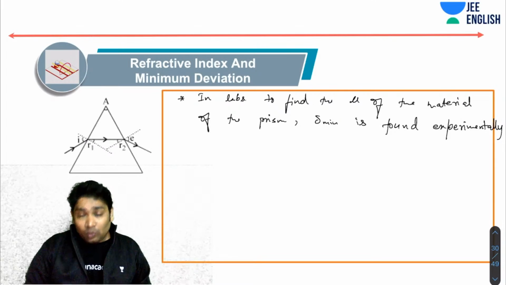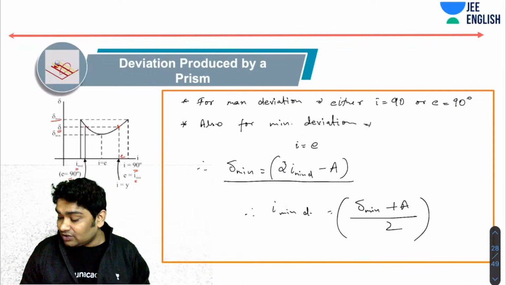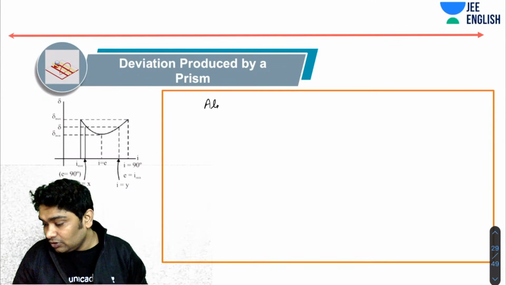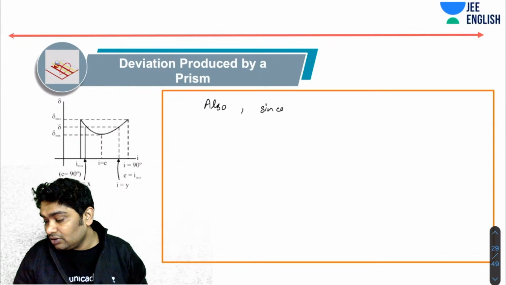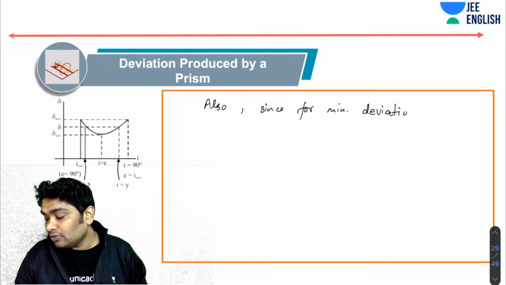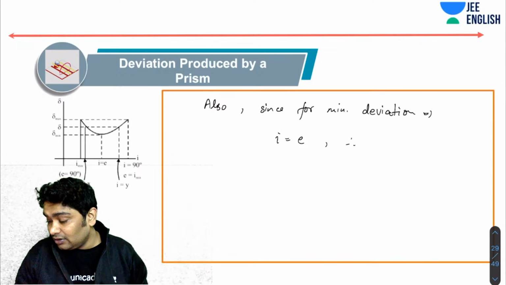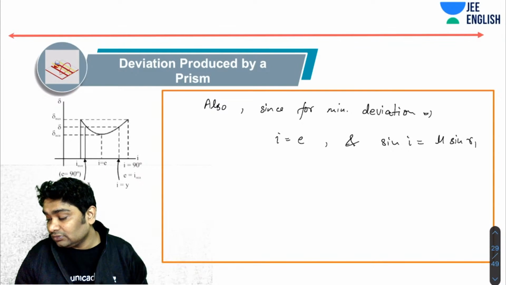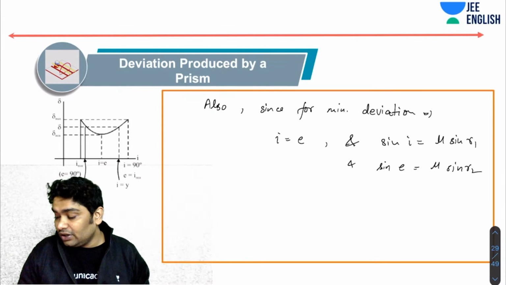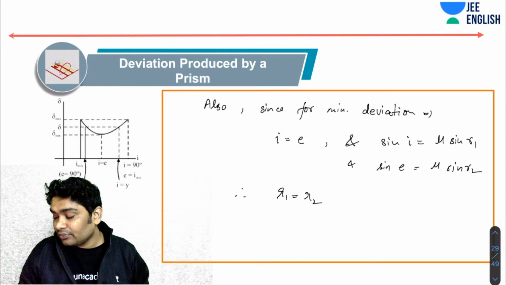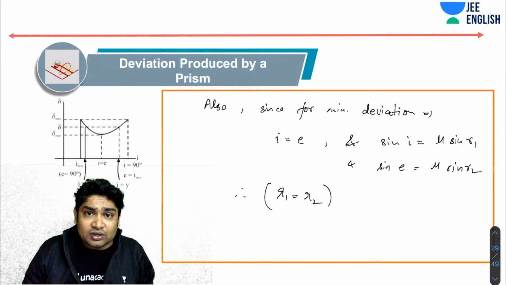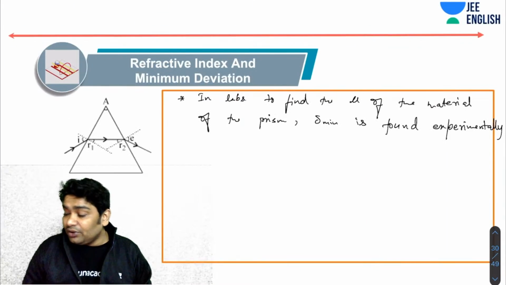Now, once you find that, you also realize that since for minimum deviation I was equal to E, and sine I was equal to mu sine R1 and sine E was equal to mu sine R2, therefore R1 is equal to R2. So for minimum deviation, I equals E, and of course R1 is also equal to R2. That is the fact that we are going to use here.